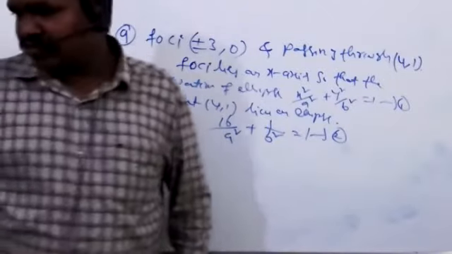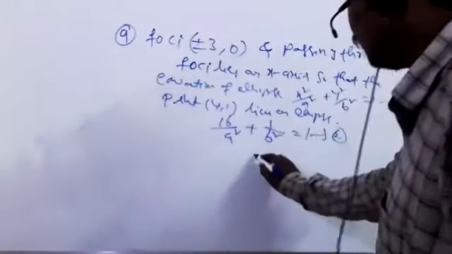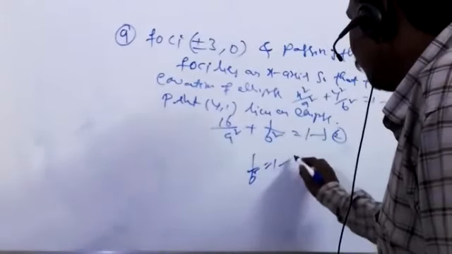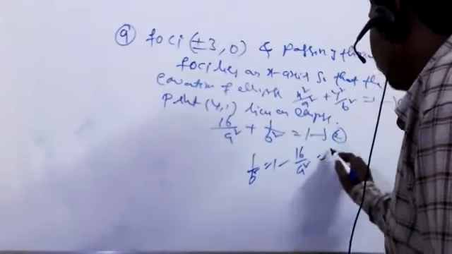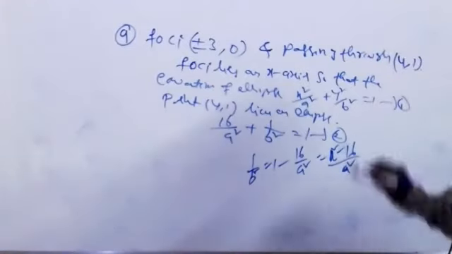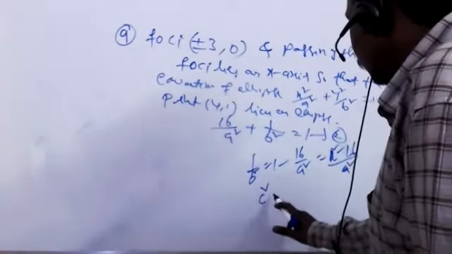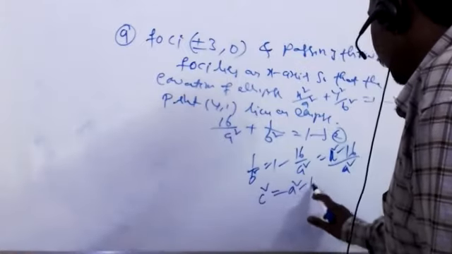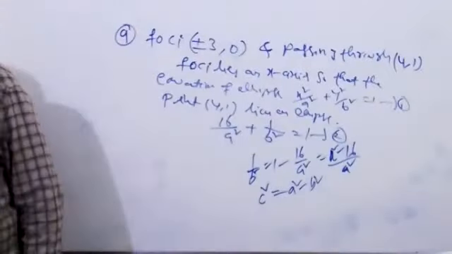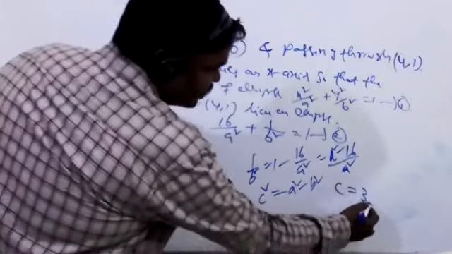Then we have to take c square. That is one method. c square is equal to a square minus b square. 1 upon b square is equal to 1 minus 16 upon a square, which is a square minus 16 upon a square. Then c square is equal to a square minus b square. Now c is equal to 3.